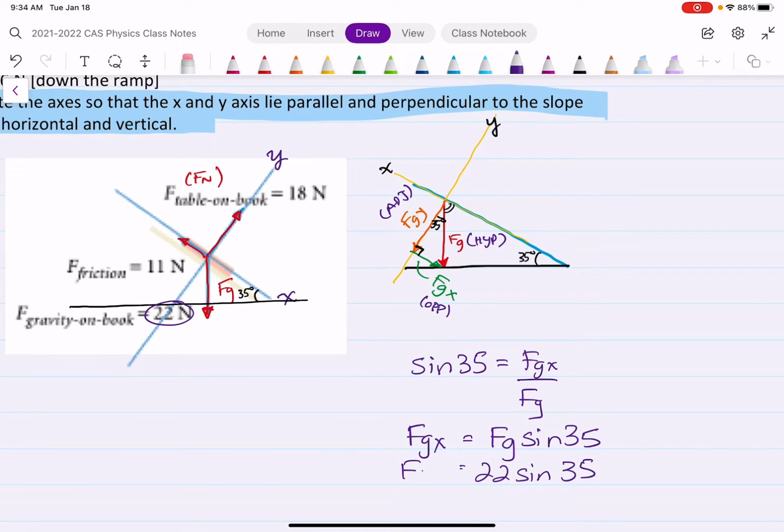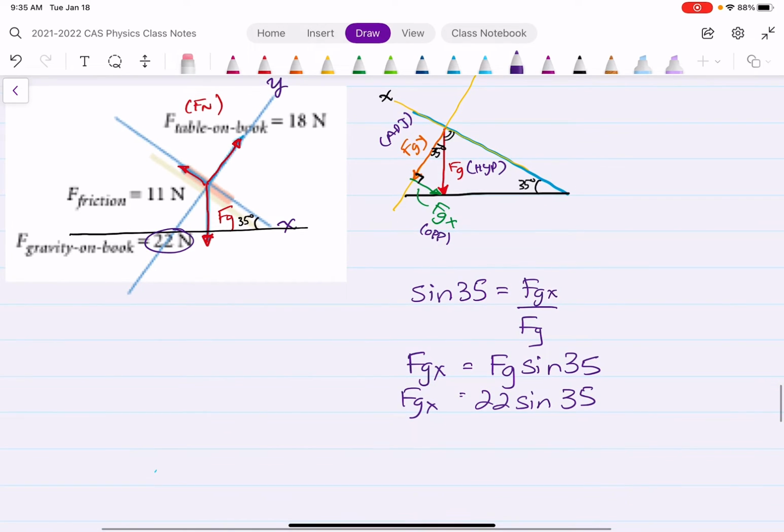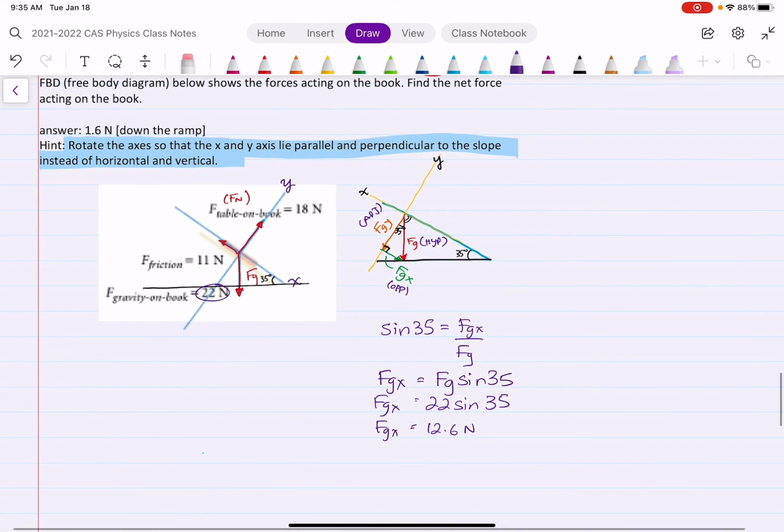So FGX is going to be equal to, doing that math, I think it's 12.6. You can do it at home. 12.6 newtons. So that's what FGX equals. Now, zooming back out for a second, let's look at FGY.